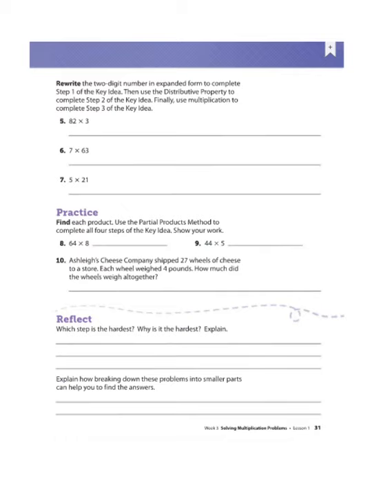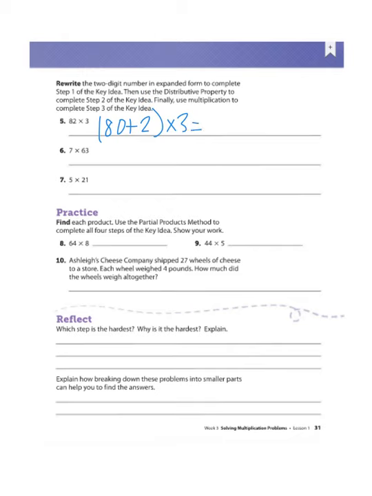For 5, 6, and 7, now we're going to be adding in the step 3. So for number 5, 82 times 3, first we have to break apart 82. So this is going to be (80 plus 2) times 3. Now I'm going to take what's inside parentheses and multiply it by that 3.